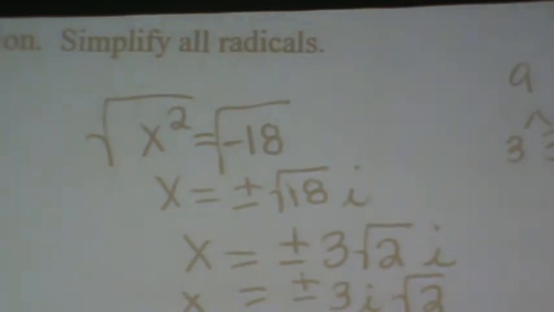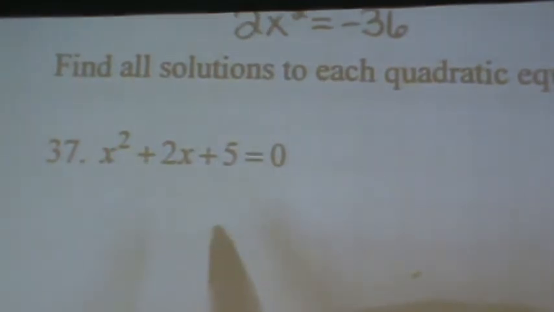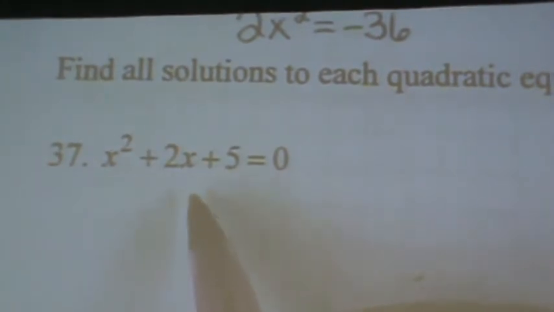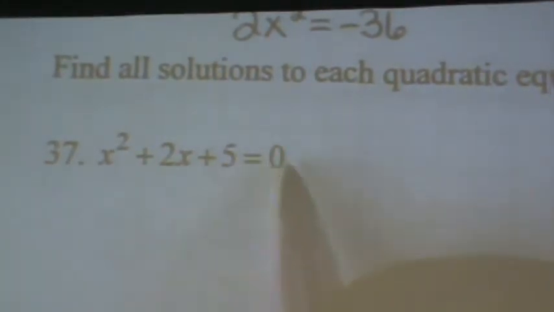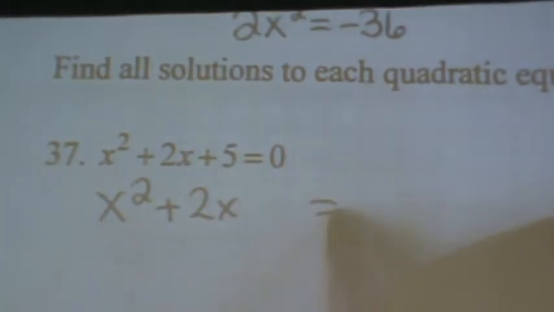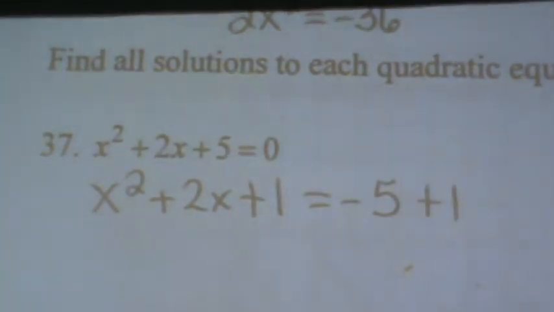Last two. This one looks like what formula are we going to use? I would complete the square on this one. It's easier. Why complete the square? Because it's an even number. So let's complete the square. What do you first do with 5? Move it over. Bring 5 over. Half of 2 is 1. And you square it, you get 1. We're going to add 1 to both sides.